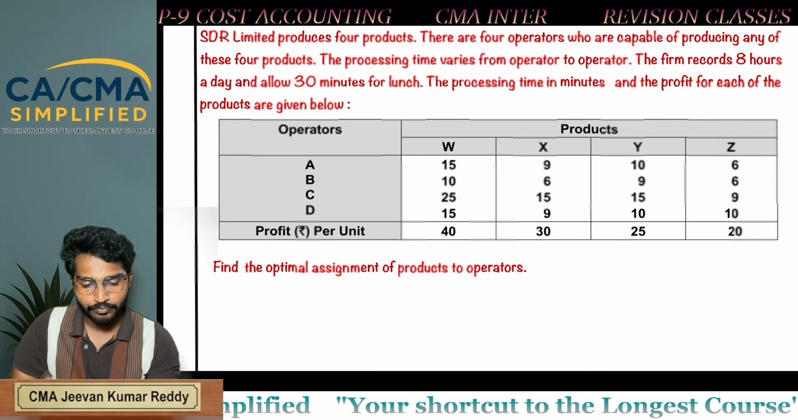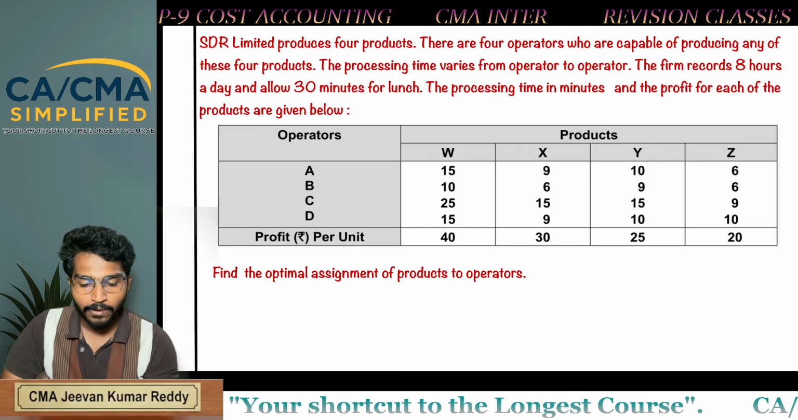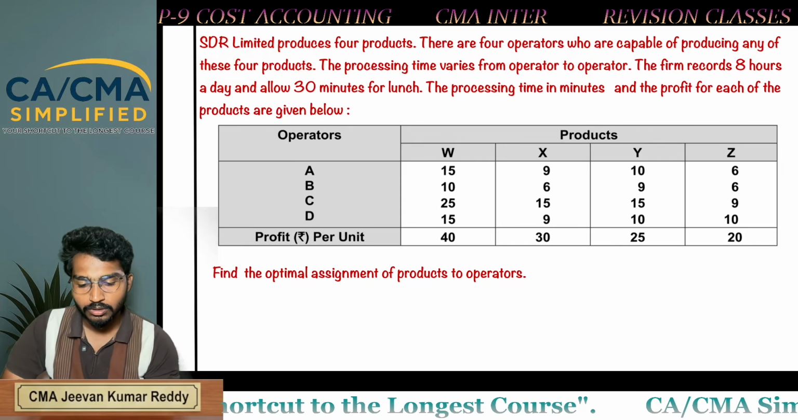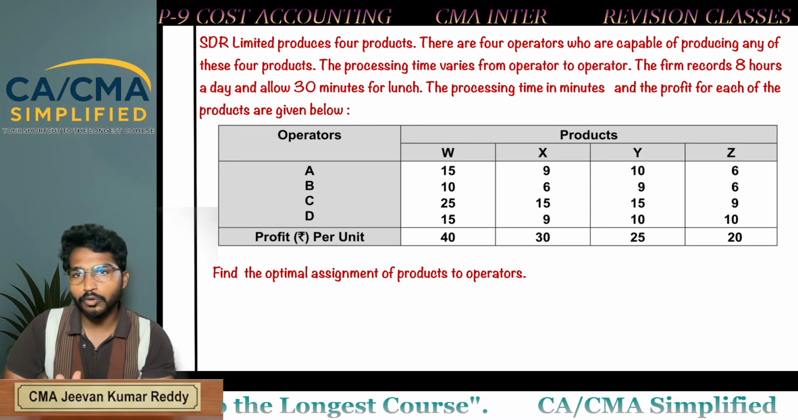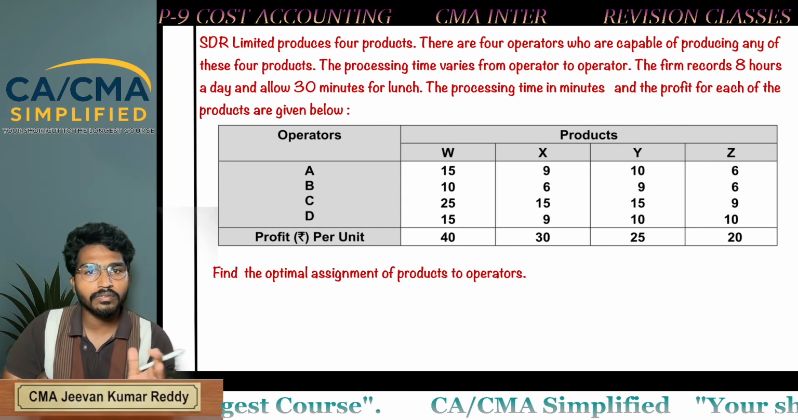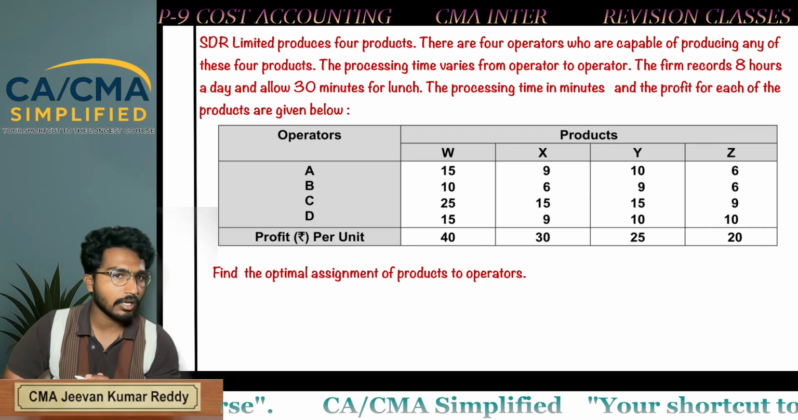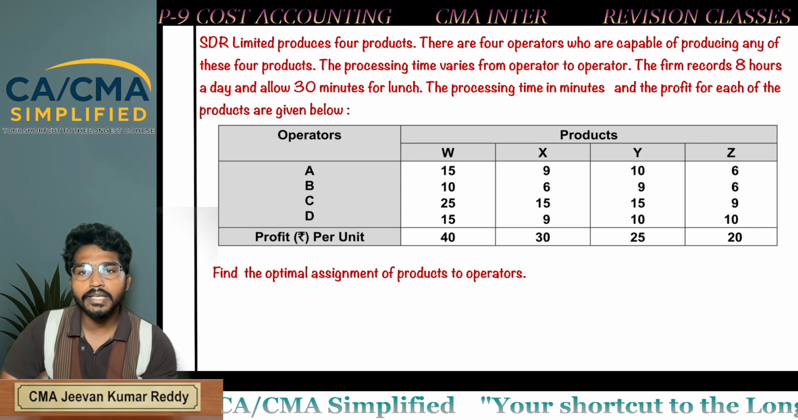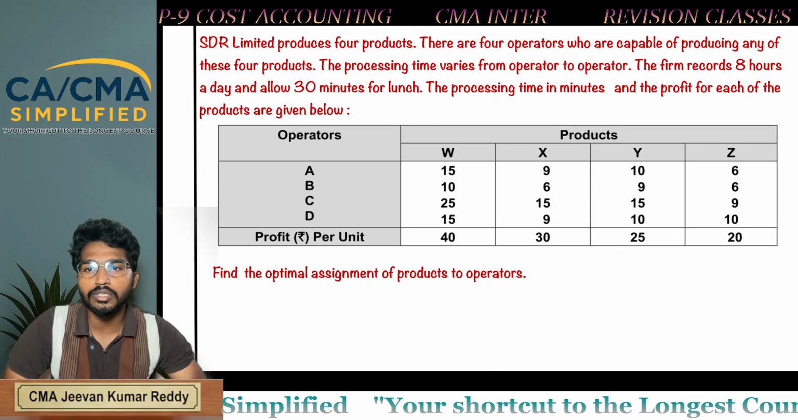Next question. SDR Limited produces 4 products. There are 4 operators who are capable of producing any of these products. The processing time varies from operator to operator. So we have 4 operators and 4 products. Each operator can produce any particular product, but the only difference is that the processing time varies from one operator to another. The firm works 8 hours a day and allows 30 minutes for lunch. The processing time in minutes and the profit for each of the products are given.